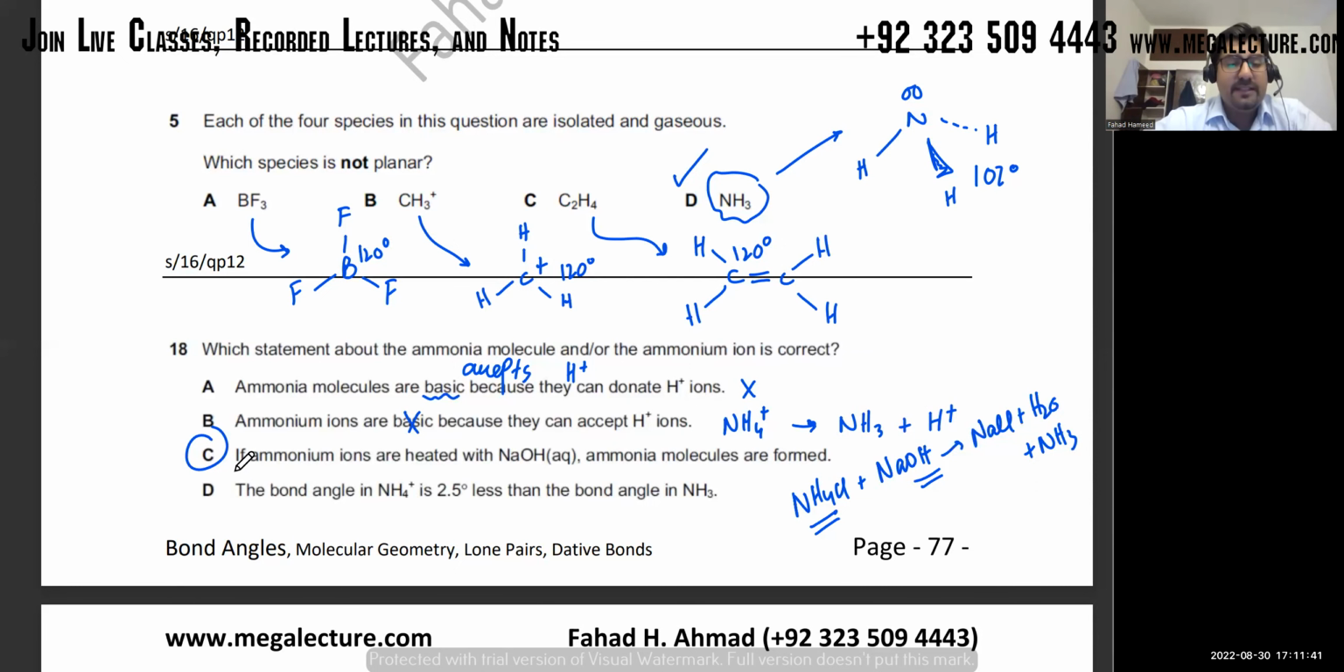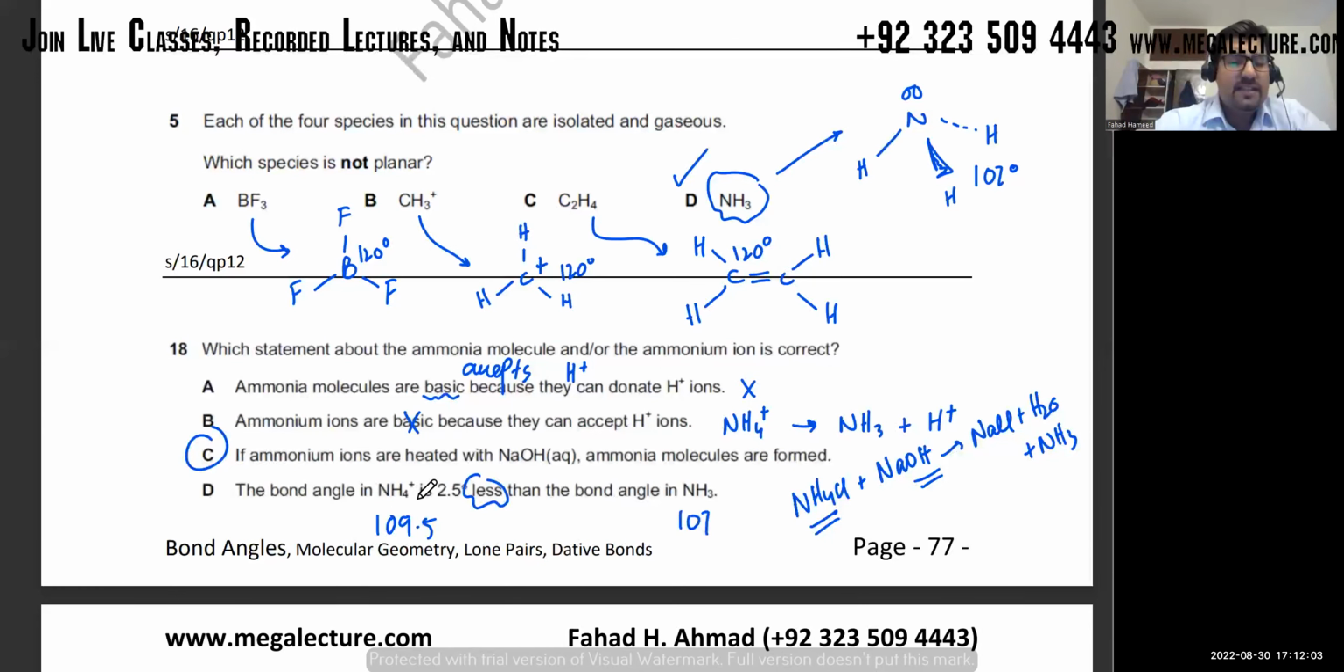Anyways, वापस आते हैं जो हमारा main question था, that the bond angle is 2.5 degrees less than the bond angle. So you got three bonds and a lone pair, that's 107. If you have four bonds, the angle is actually 109.5. तो लेस नहीं होता, इसका 107 है.